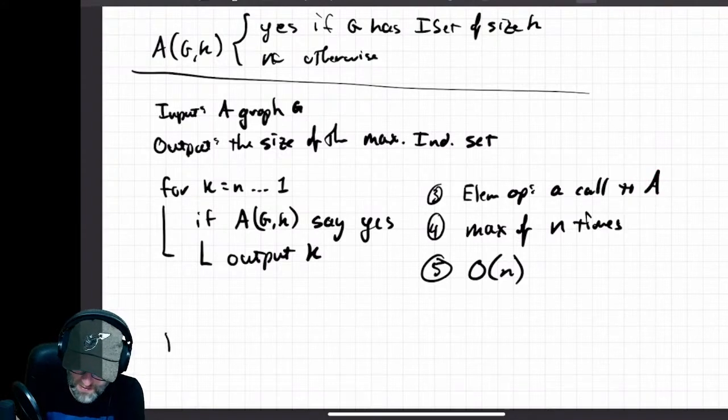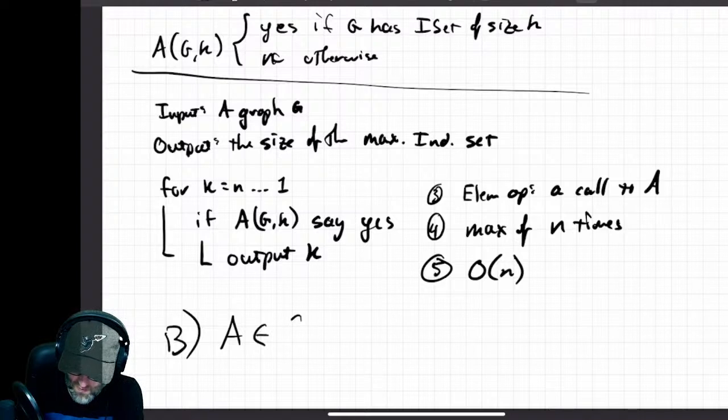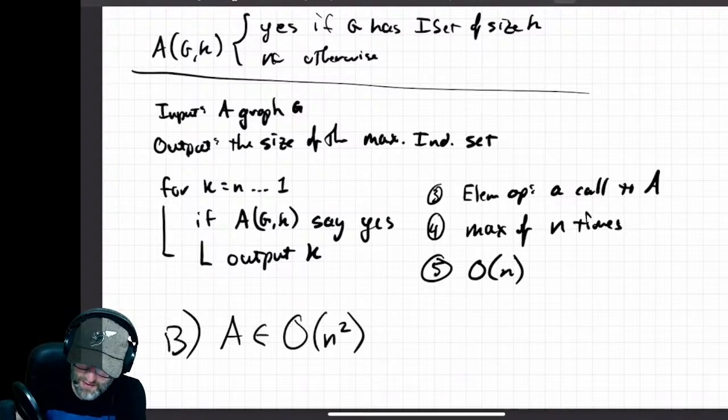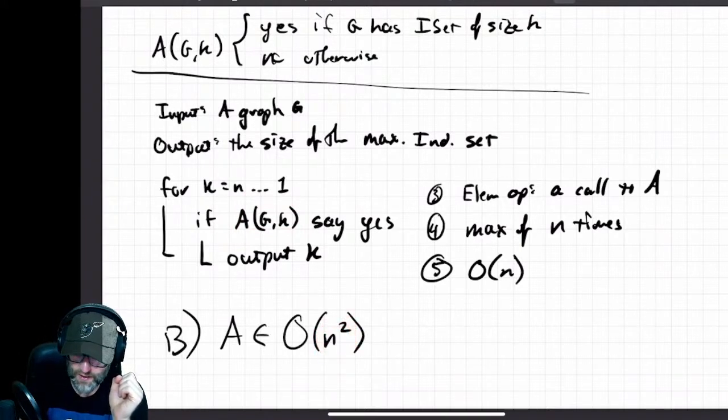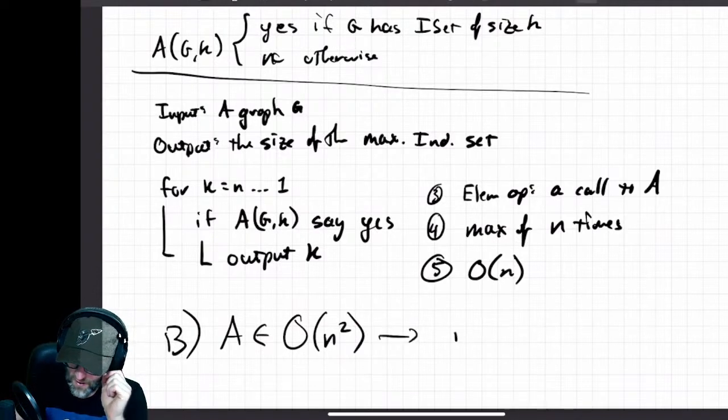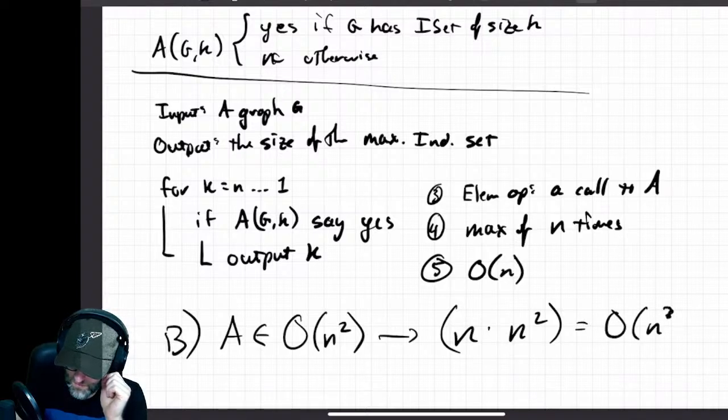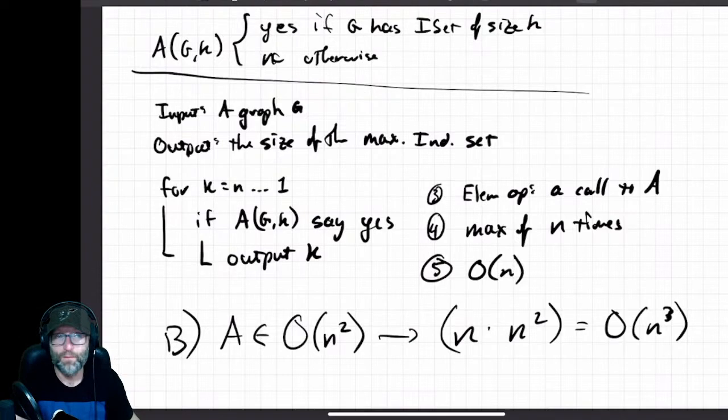Now in part B, it changes it a little bit. Suppose that A is order n squared. Then what is the complexity of this algorithm right here? You can't consider that to be the elementary operation anymore. I mean, you can, but it doesn't cost you just 1 anymore. It costs you order n squared. And so the answer here would end up being n times n squared, which is going to be order n cubed. There we go. Okay.